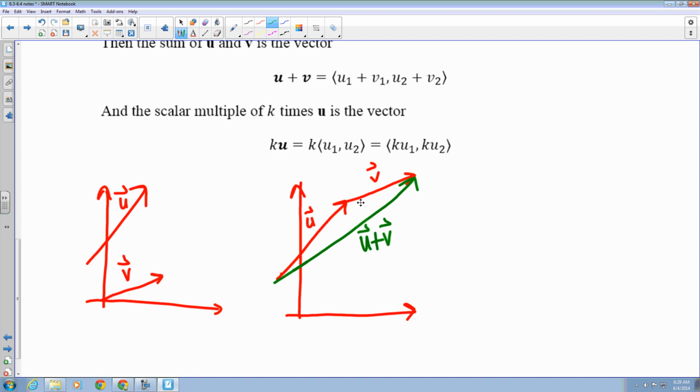Okay, and scalar, if I have a vector u, a scalar is just a constant multiple, so it's just a certain number of times our vector u. It's just going to be longer.